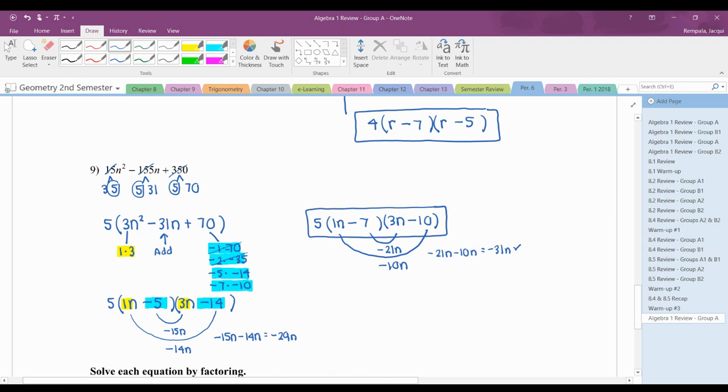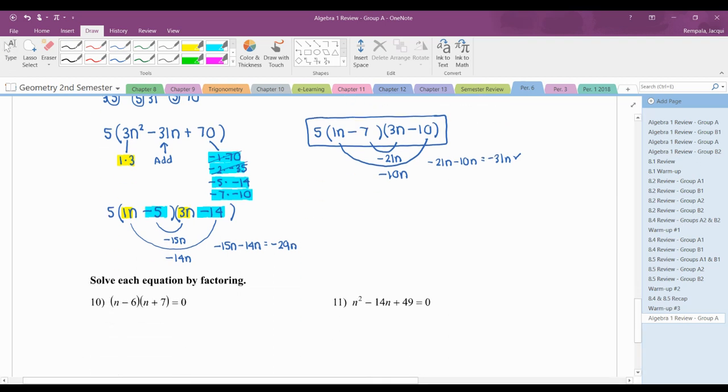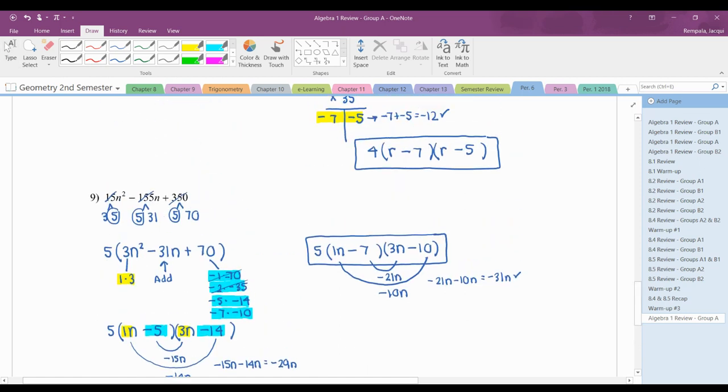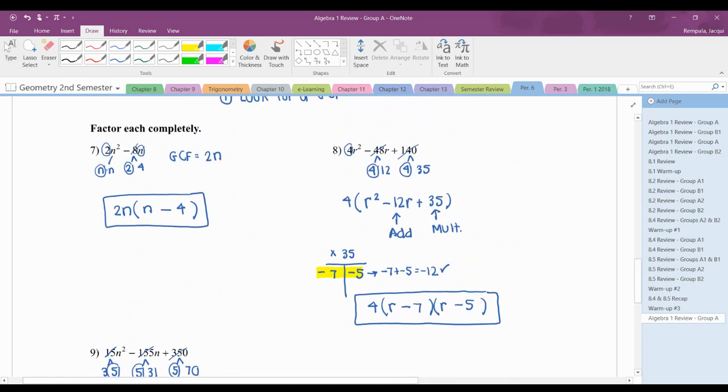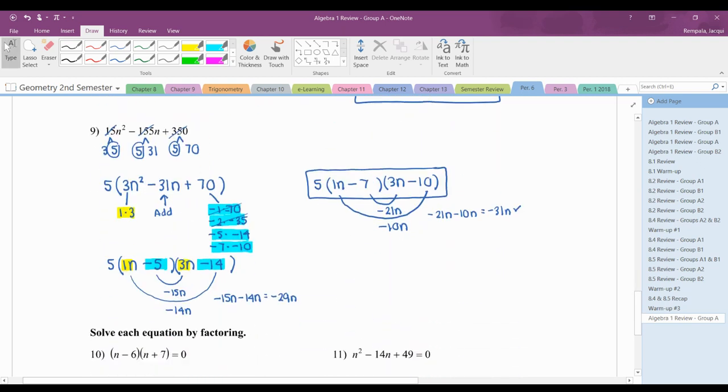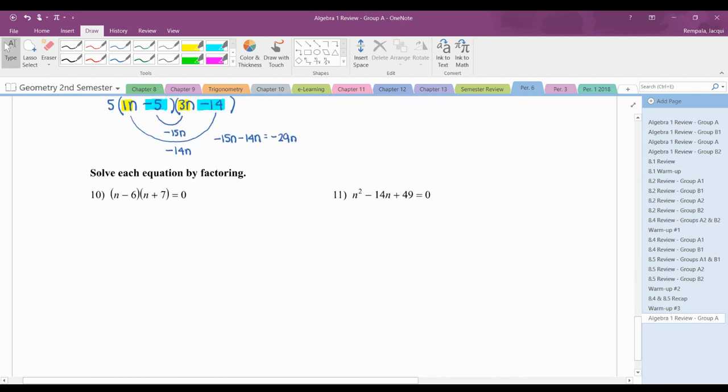So notice that it took me a couple of tries, and that's fine. It might take you a couple of tries as well, but that's the whole point of guess and check. Okay, so the last thing we're going to look at is how to solve by factoring. Just factoring doesn't have an equal sign. Notice none of these problems said equal anything. But when I'm asking us to solve, there's an equation.